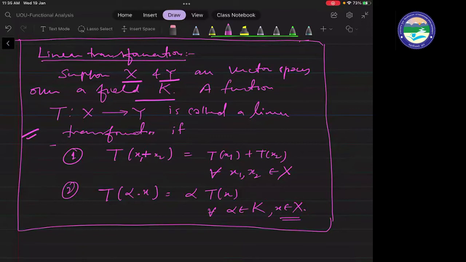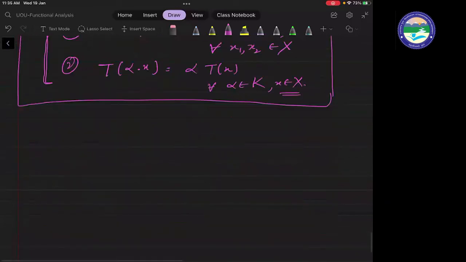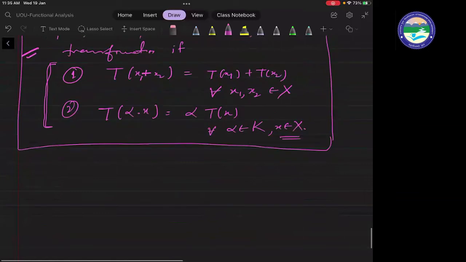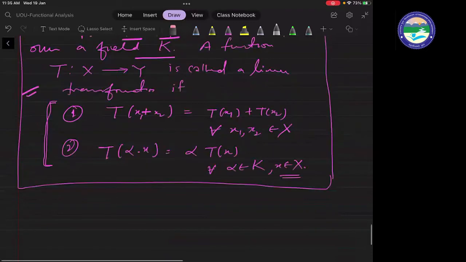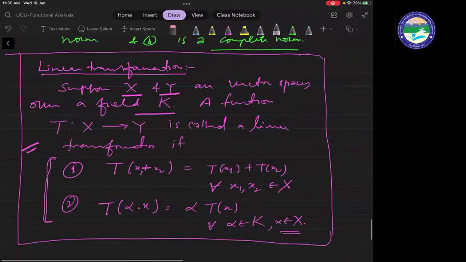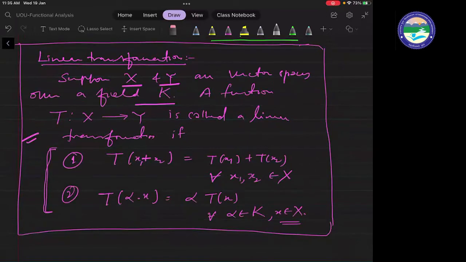Preserve the algebraic operation means it satisfies these two properties. Okay? So now you all know what the range of T is, what the domain of T is. Now, you must have seen bounded functions in your real analysis. Here we also have a notion of bounded linear transformation, but these two notions are totally different.